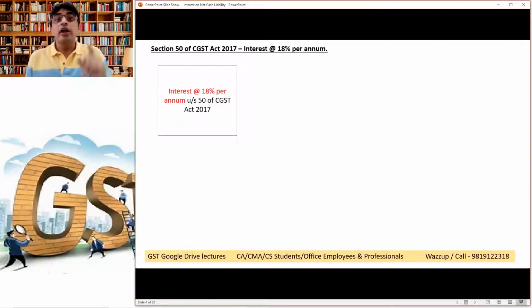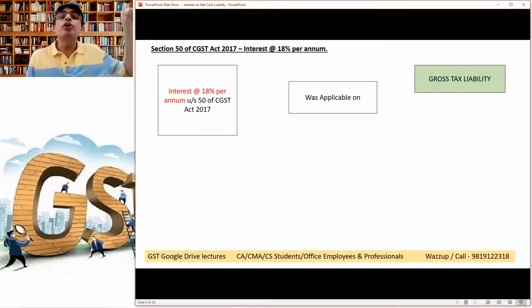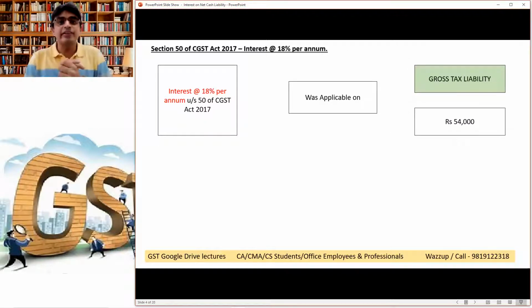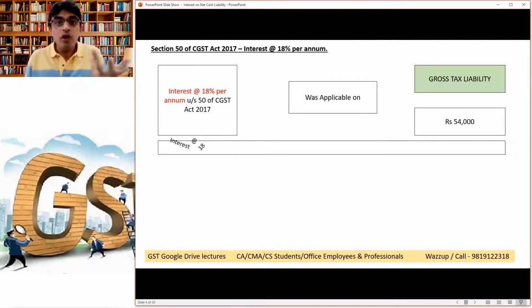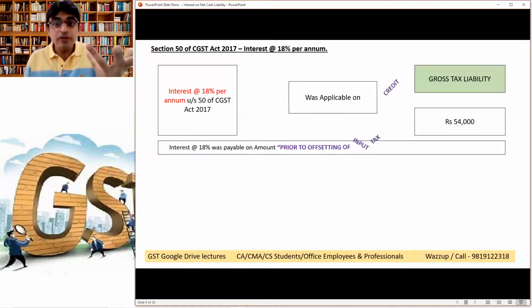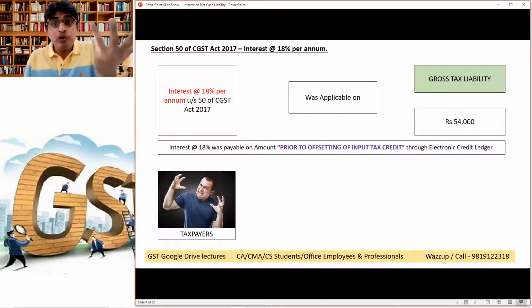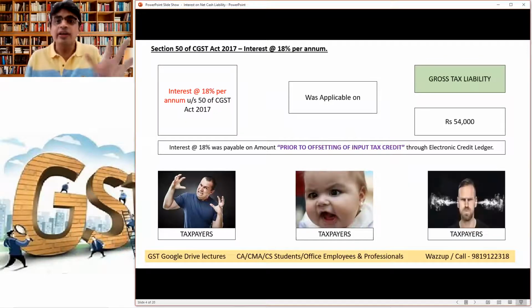Let us understand. Interest at the rate of 18% per annum was applicable on gross tax liability, not after ITC. There were some judgments, High Court judgments, etc. They were saying interest at the rate of 18% is applicable on gross tax liability. Interest will be charged on the entire 54,000, ITC will not be allowed. So what happened in this case? The taxpayers were afraid that interest would be charged even before offsetting input tax credits. Taxpayers were frustrated, angry that why I'm required to pay interest on gross tax liability.